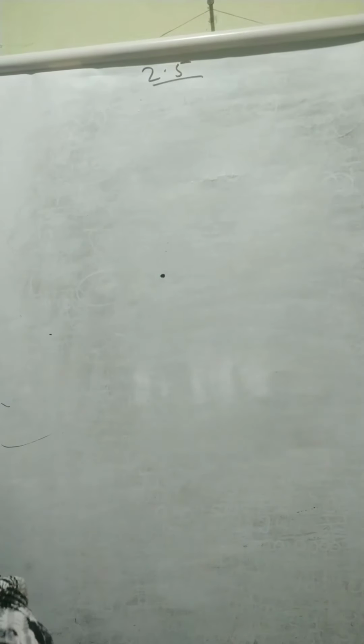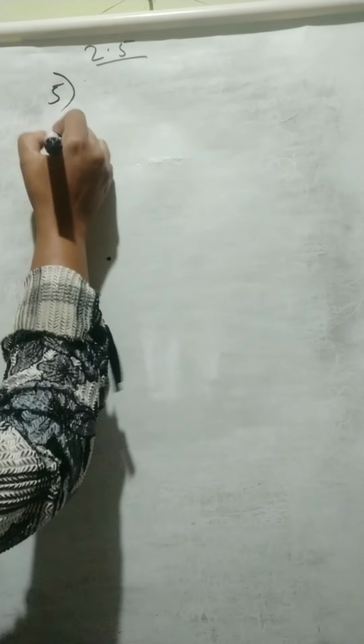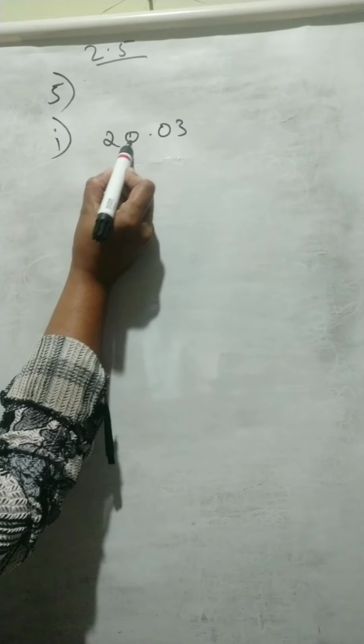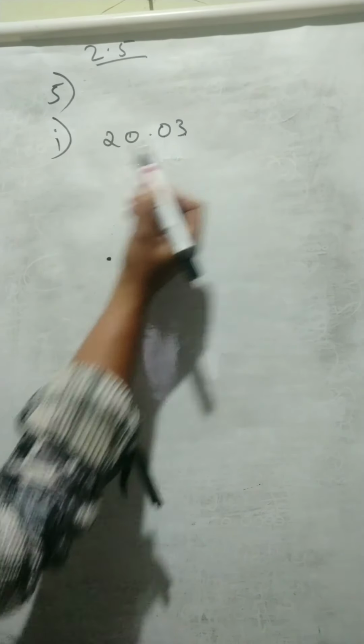Now 2.5, question number 5 itself. That is group 5. We have to write the given decimal numbers in expanded form. First question, group 5. First question is 20.03. That means ones, tens. But here onwards, tens, hundreds and so on.